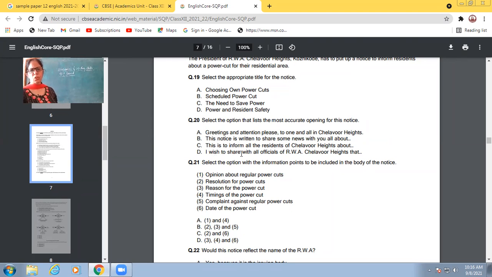So D option, "I wish to share with all officials." This is also not done, because we don't start with "I wish to share." "I" is not required; we don't write a notice in first person. We don't start the notice like a speech. We don't start the notice with first person. And moreover, it's not about news, okay? It's information. And it's not meant for officials. So two mistakes are there in D option.